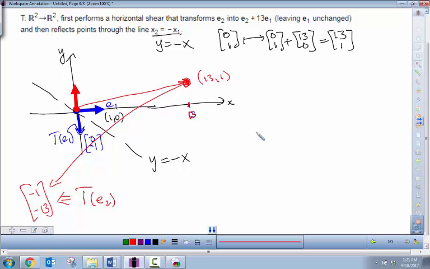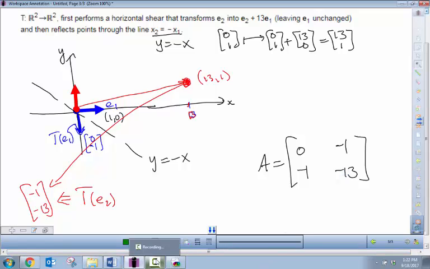So your matrix A, if you put that together, is simply the columns 0, negative 1, negative 1, negative 13. Okay? Any questions? I suppose we should check our answer, right? Let's check our answer.